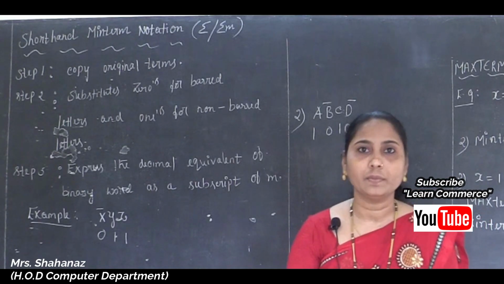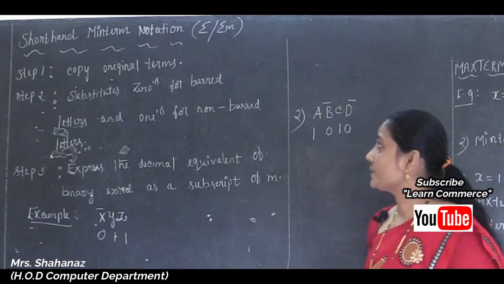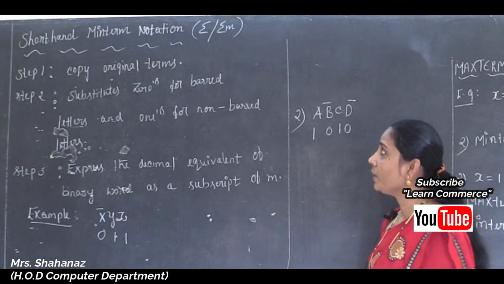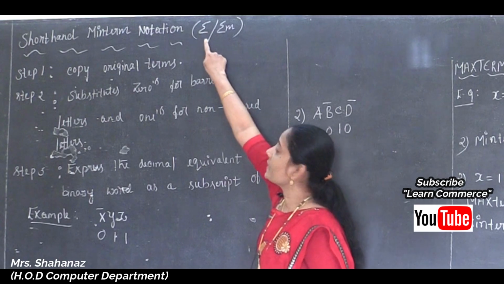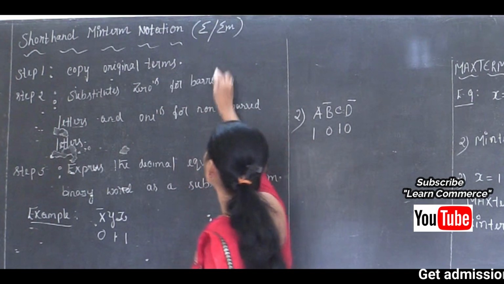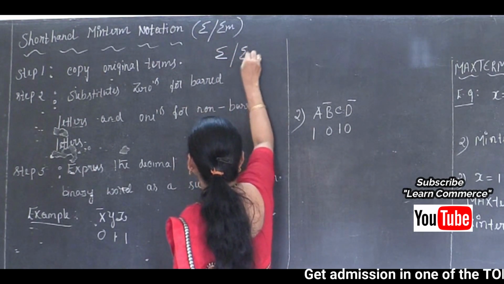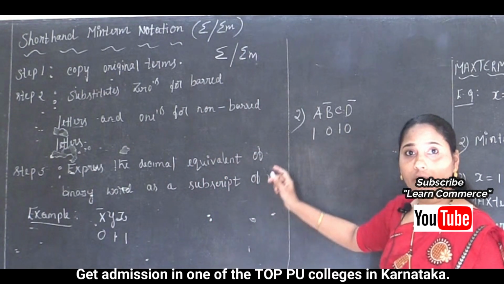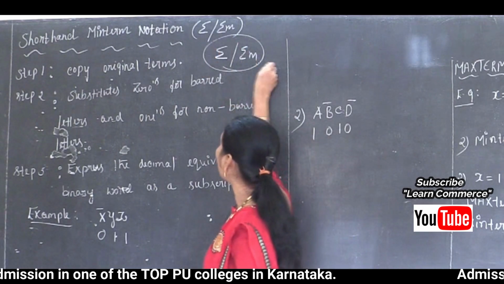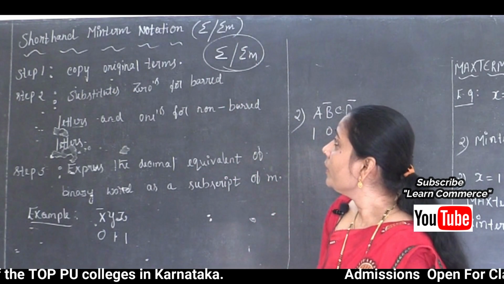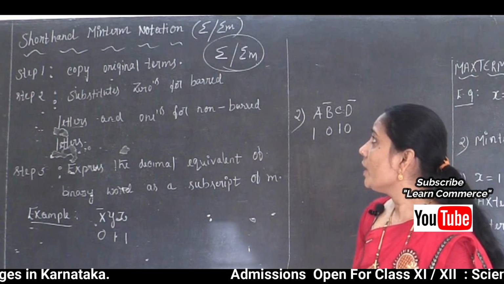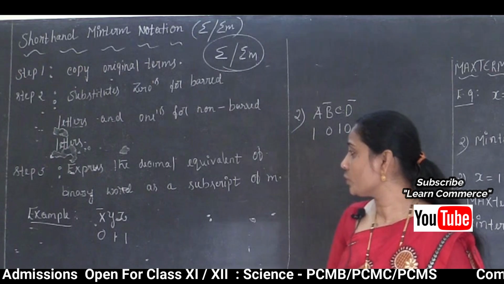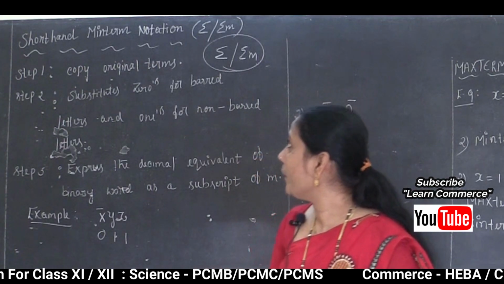the Maxterm. So the concept is the shorthand Minterm notation, and we know the symbol used for Minterm looks like sigma. Clear this point here? Sigma, or just the short letter m. So this is the symbol of the Minterm. Now the shorthand Minterm notation. By using some steps we are going to solve the shorthand Minterm notation.